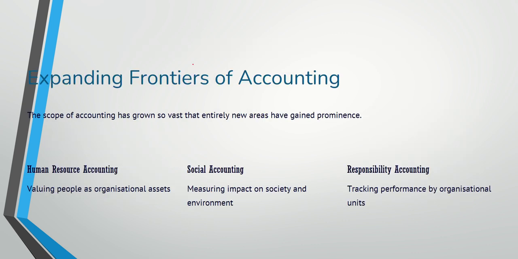Then there are a few more types of accounting, like human resource accounting, which is nothing but the employee is treated as an asset of the organization and they are valued. In social accounting, again they measure the impact on the society and environment. Responsibility accounting is nothing but tracking the performance of the organization, they'll do it by all the various departments, it will be tracked. So that's the responsibility accounting.